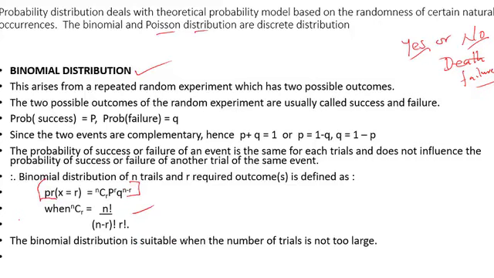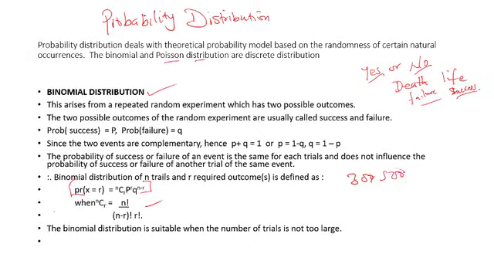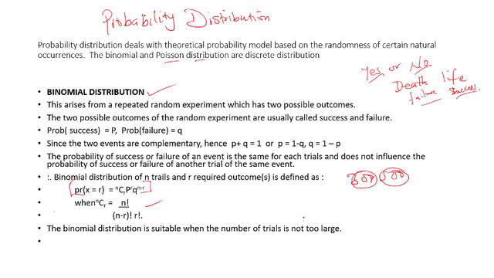So this binomial distribution is suitable when the number of trials is not too large. If the number of trials is up to 300, 500, then we usually have problems with this. But if it is not too large, then it is suitable for us to apply the binomial distribution. Now let's go into solving some questions that will help us in working with the binomial distribution.